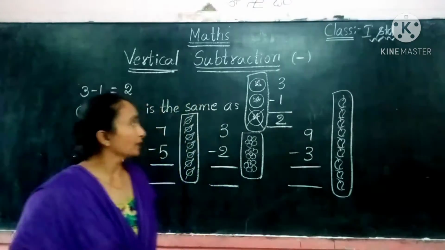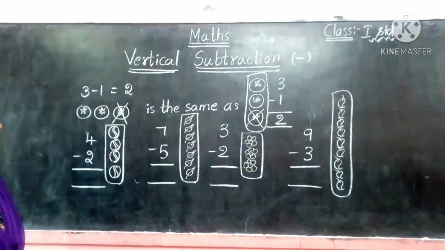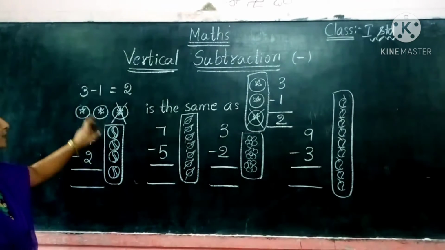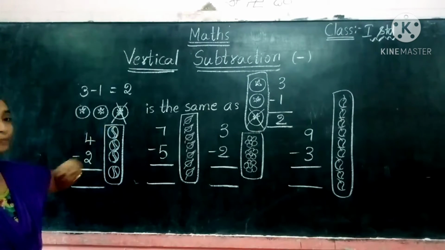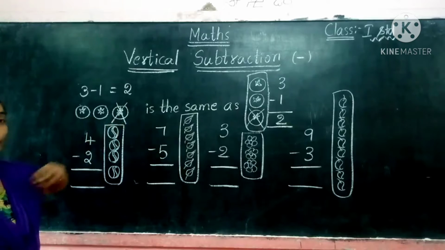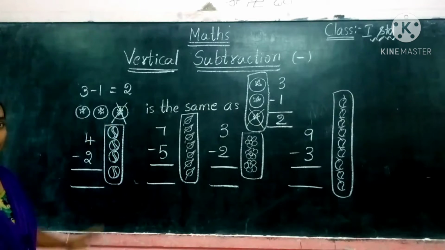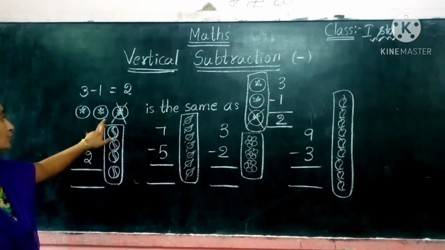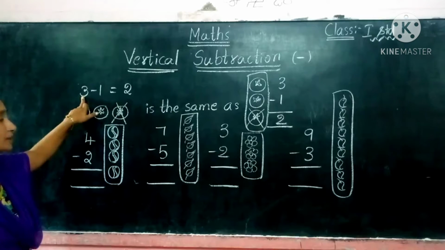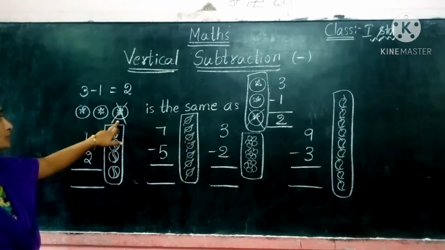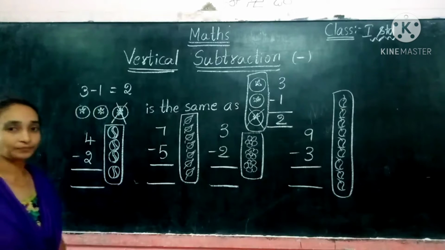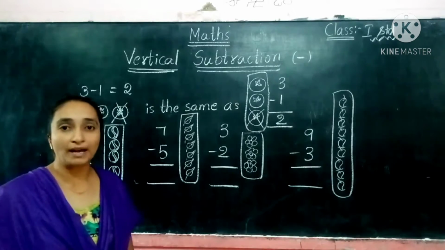So children, let us see the vertical subtraction. Here we can see a picture of a tomato. How many tomatoes are there? 3 tomatoes are there. 1, 2 and 3. So the first number is 3. Minus 1. So we have to subtract 1.